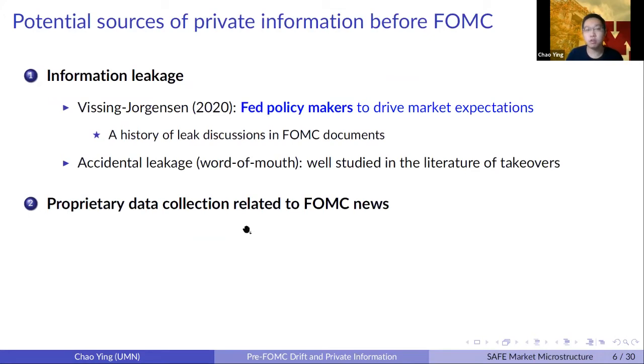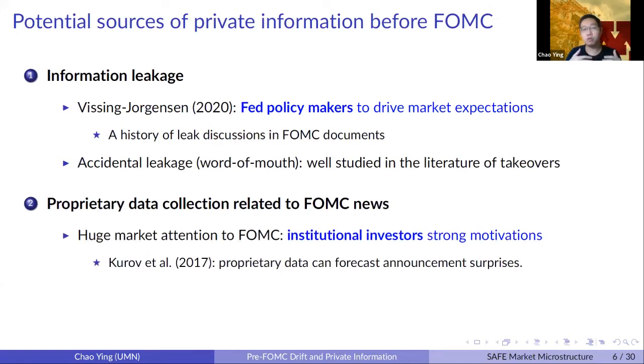Wilson-Jacobson and her co-authors provide a history of leaked discussions in the FOMC documents, and they conclude that the Fed policy makers would leak information to drive market expectations. The leakage may also happen accidentally, which has been well studied in the literature on takeovers. Given the huge attention to FOMC announcements, institutional investors also have strong motivations to collect data related to FOMC news. This also has been supported in the literature. These are all potential sources of private information before FOMC announcements.